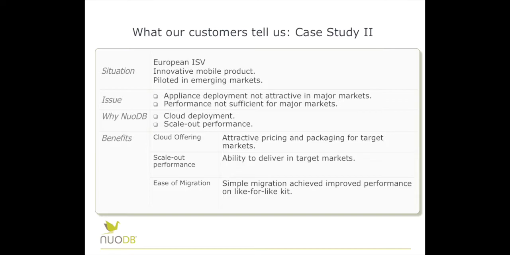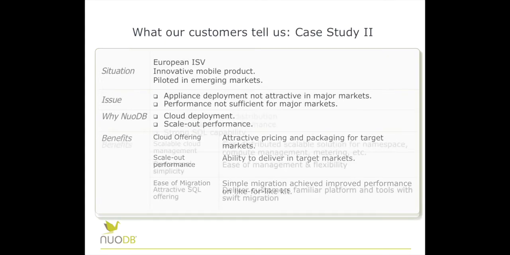In fact, when we got our service people on the job, we were able to tune it further. So we were getting better performance on equivalent hardware, like for like, than they'd been able to get on their appliance-like solution originally, and take it to much bigger markets, of course.